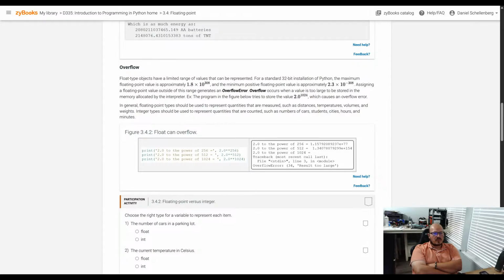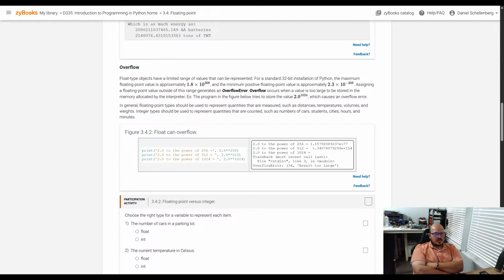Overflow occurs when a value is too large to be stored in the memory allocated by the interpreter. Example, the program in the figure below tries to store the value 2.0 to the power of 1024, which causes an overflow error. In general, floating point types should be used to represent quantities that are measured, such as distance, temperatures, volumes, and weights. Integer types should be used to represent quantities that are counted, such as numbers, cars, students, cities, hours, and minutes.